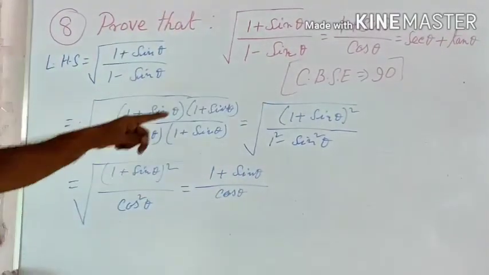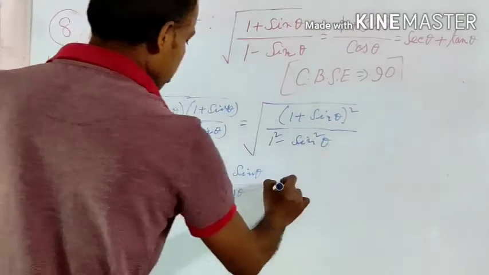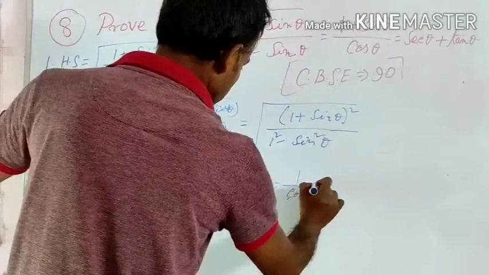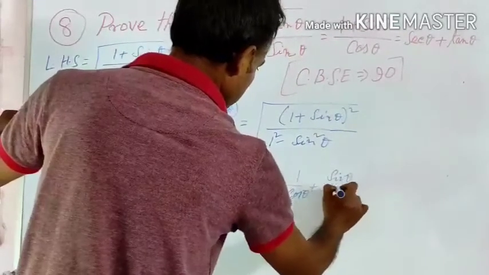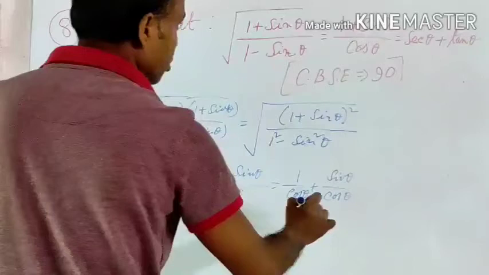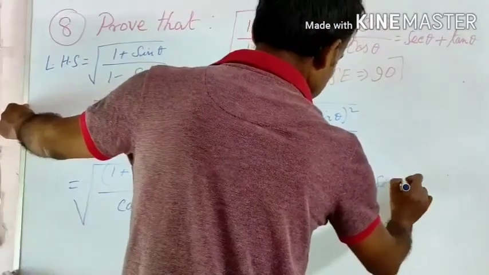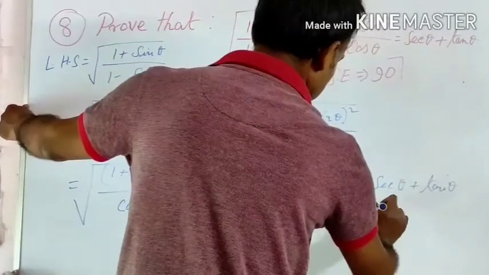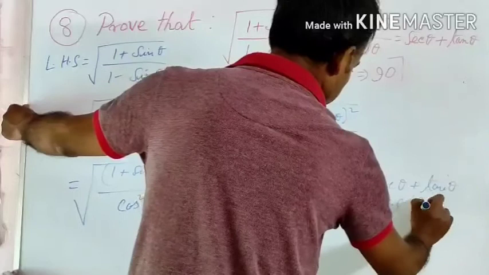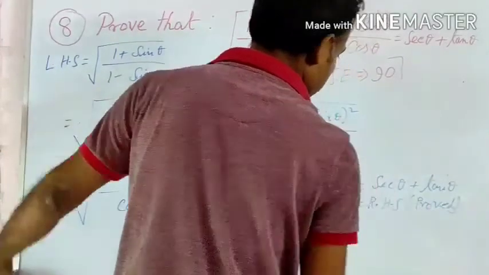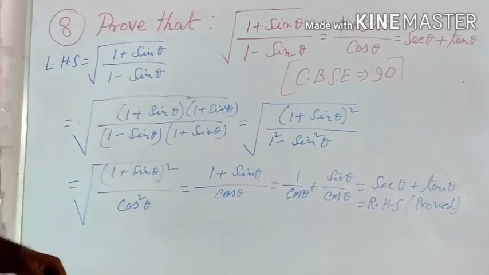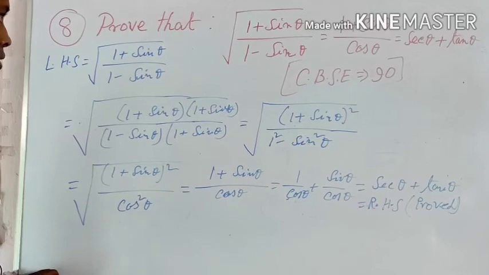This is your right hand side, which is equal to 1 by cos theta plus sin theta by cos theta. So 1 by cos theta is equal to sec theta, and sin theta by cos theta is equal to tan theta. This is equal to the right hand side. So this is a very important sum for you. This question has come in the year 1990. Next sum.